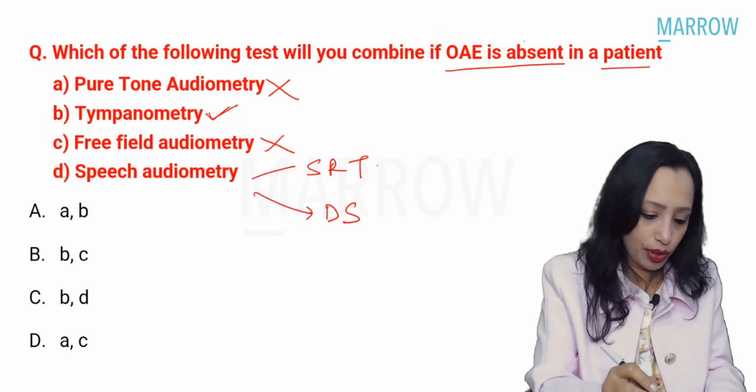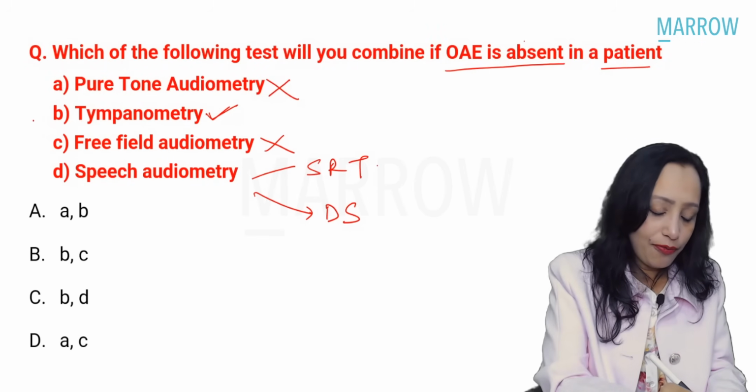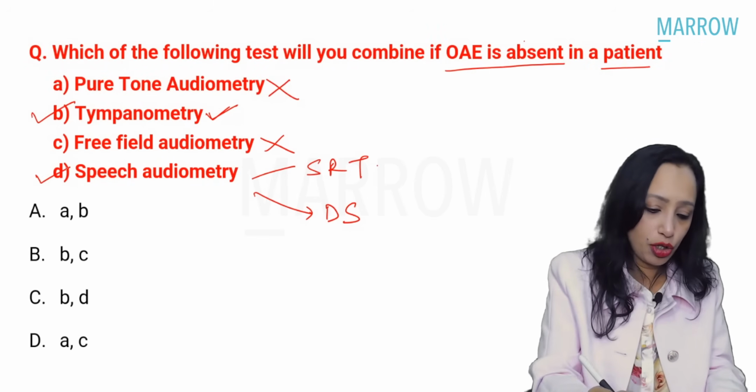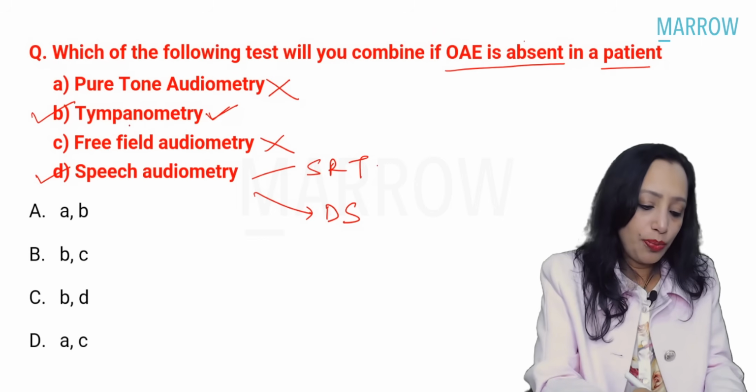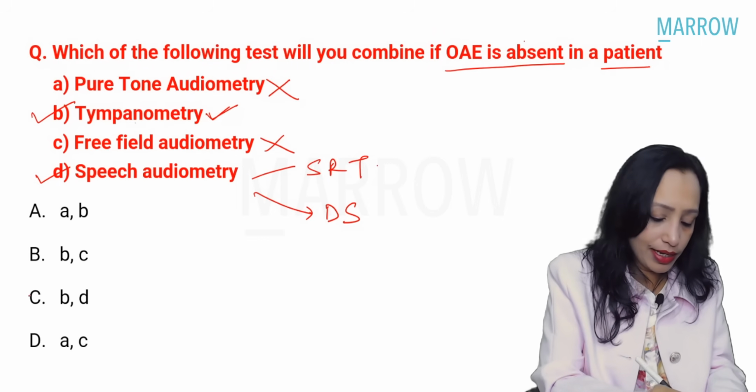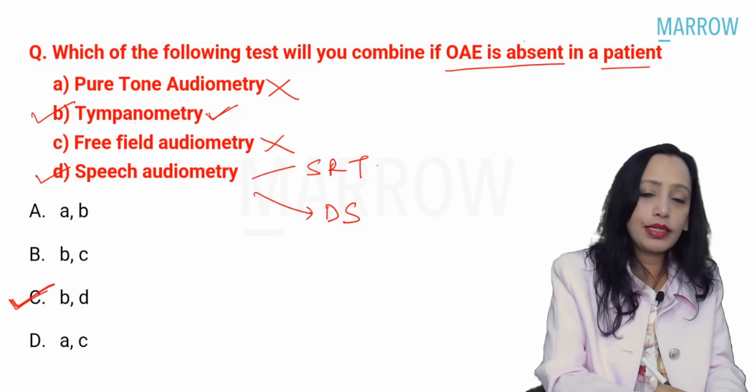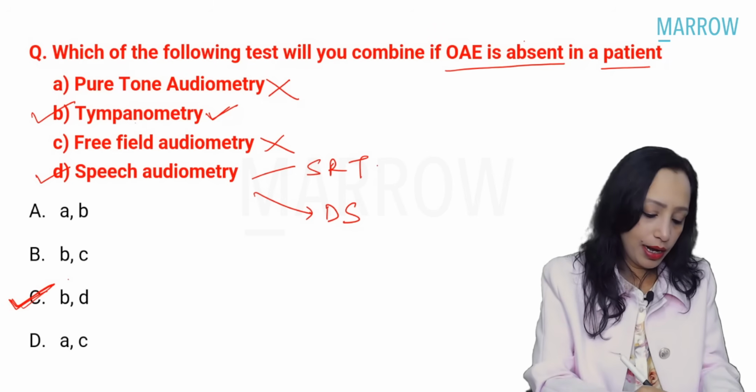So let us see the choices. Yes, so we have tympanometry and speech audiometry as the answer. So B and D. Do we have that? Yes, C. So the answer here is C. I hope you understood that.